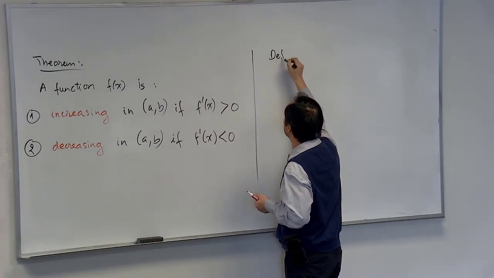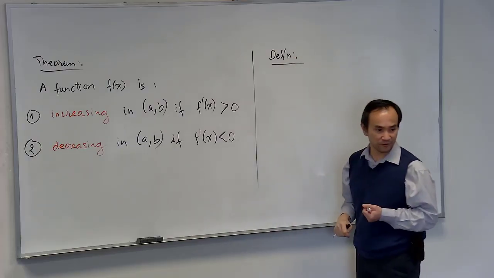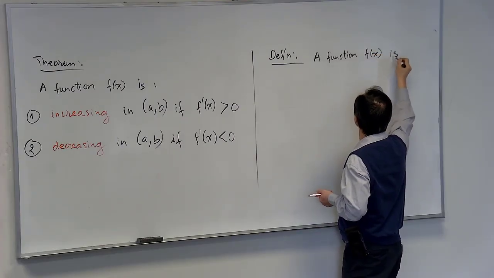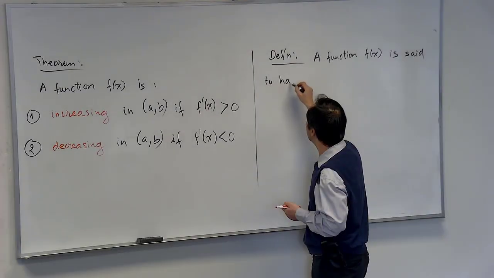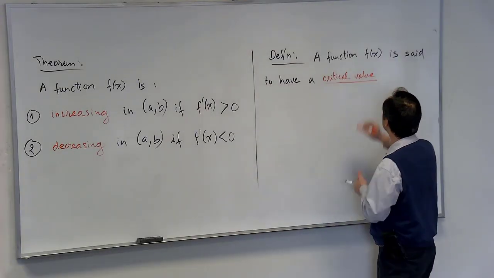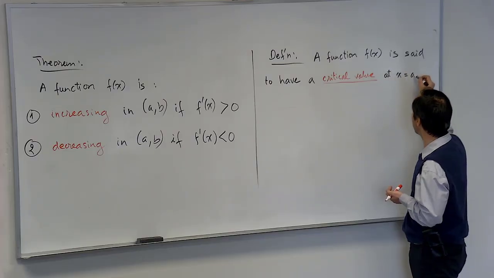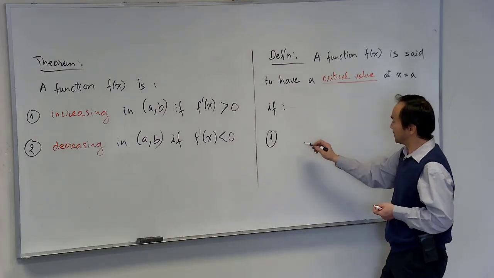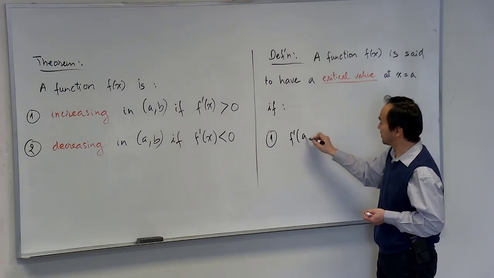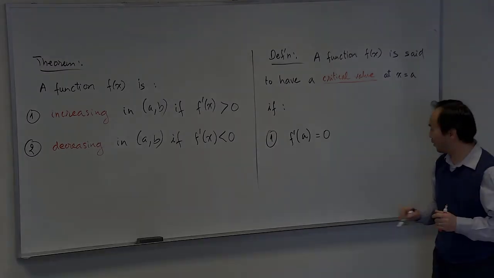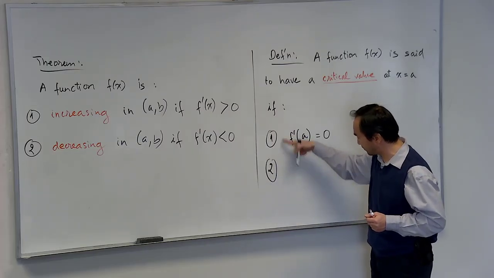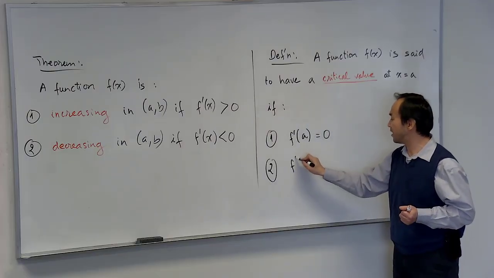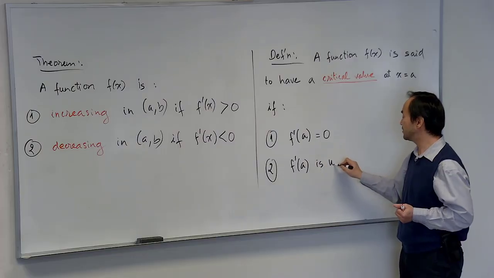That's my shorthand writing for what a definition is. A function f of x is said to have a critical value at x equals a if one of the following happens. If the derivative at a equals 0, that's one of them. Any one of the following requirements is enough to say that the function has a critical value at that point. f prime of a is undefined.